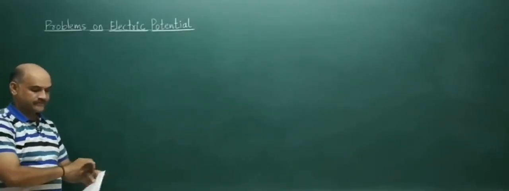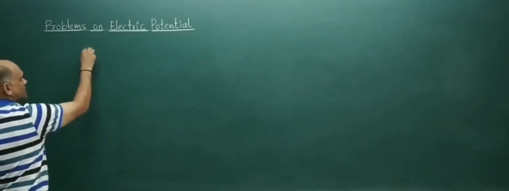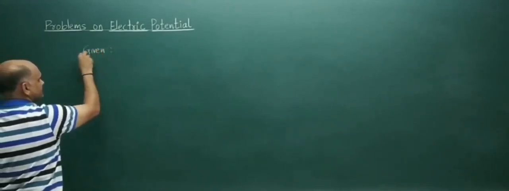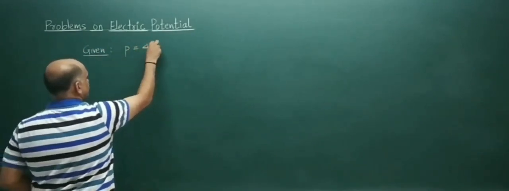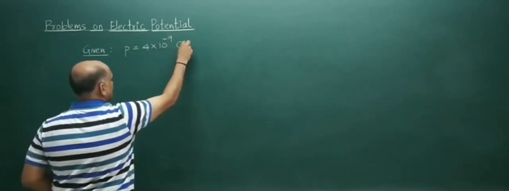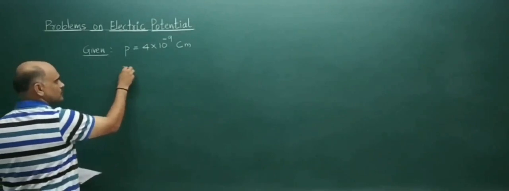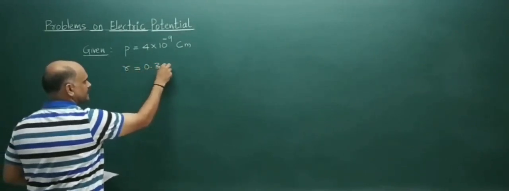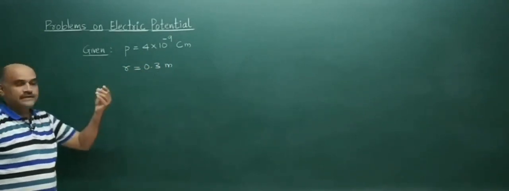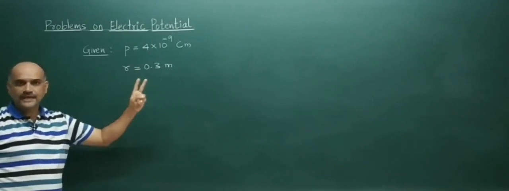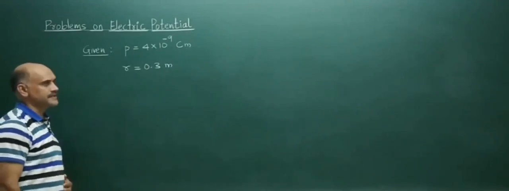Now if I take the fourth problem, there is a short electric dipole of dipole moment. So he has given a dipole moment, that is P, 4 into 10 raised to minus 9 coulomb meter. Determine the electric potential due to the dipole at a distance r. He has given 0.3 meters. So 3 cases he has given. You are required to find potential on the axis, on the equatorial line and at an angle of 60 degrees.